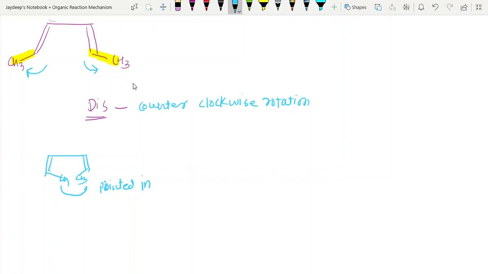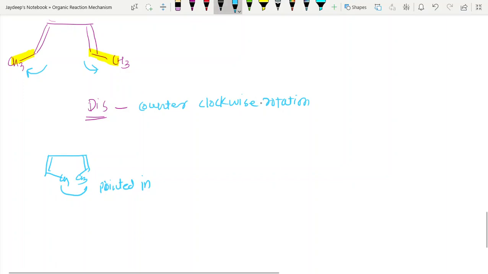These two methyl groups you can see here: one group goes in this direction and another group goes in this direction, the right hand side. So both movements are on opposite sides, while in the case of con rotation both move on the same side, either left or right. But in the case of this rotation, the moves are always on opposite sides.